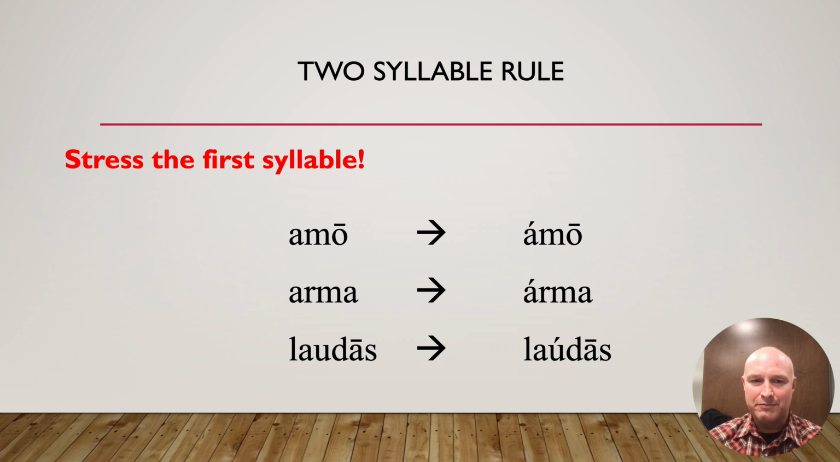The next example with arma, again, stress that first syllable of arma. And then lastly, the verb here, laudas, will be emphasized as laudas. You will stress that first syllable. That is the accent. It is not laudas, rather it is laudas. Again, for this rule, you only have to stress the first syllable of a 2-syllable word.